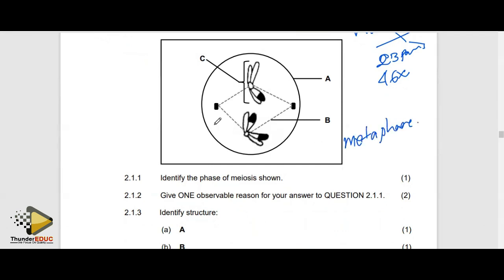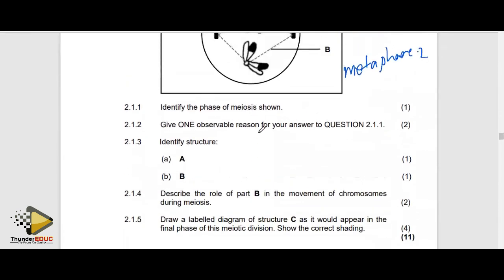But which metaphase? The chromosomes are single, they are not double. If they had another one here, then they would have been double, so it would have been metaphase 1. But because they are single, therefore it is metaphase 2. So the phase indicated there is metaphase 2.